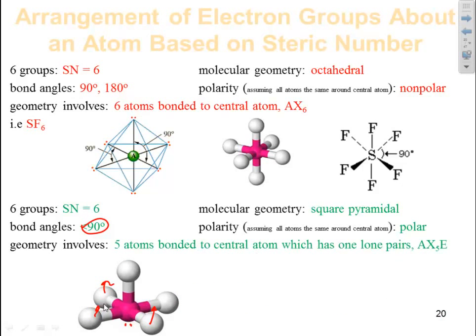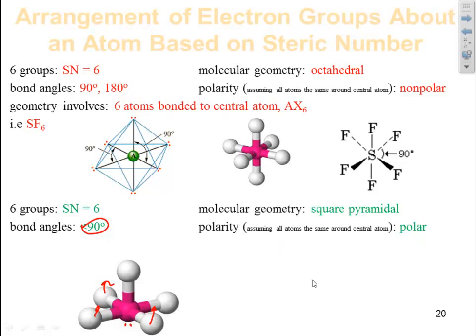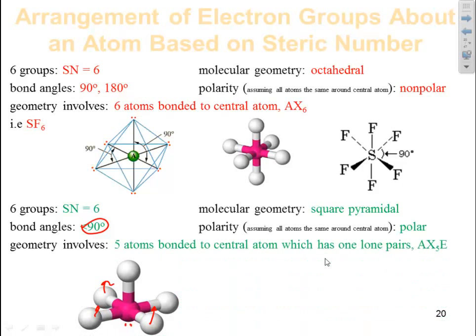Polarity. For polarity, basically they're going to all cancel out up here, but you got this lone pair. If it's got a single lone pair, it's going to have a net dipole, so it ends up being a polar molecule. Geometry involves 5 atoms bonded to the central atom, which has 1 lone pair, which is AX5E.